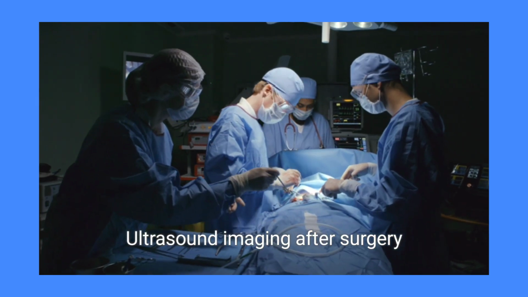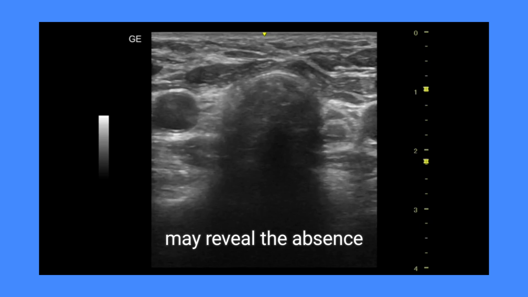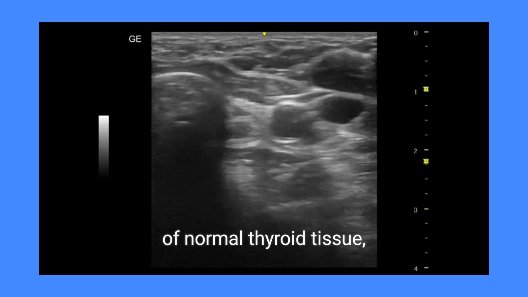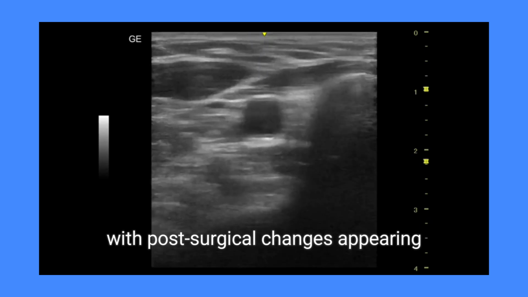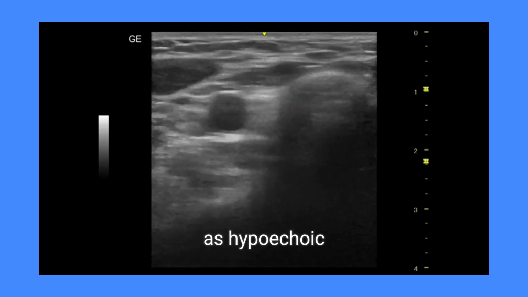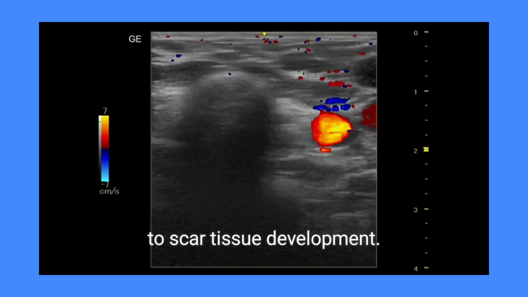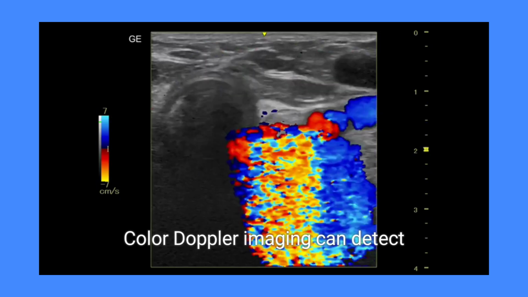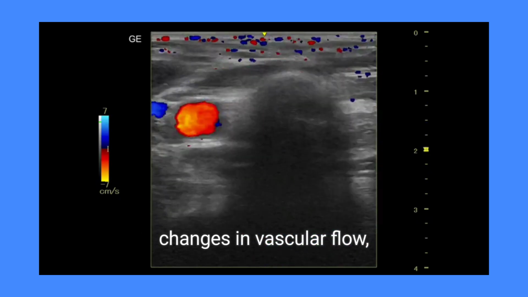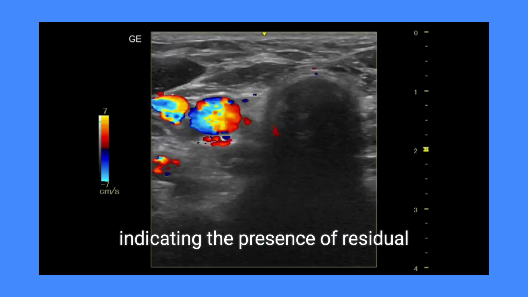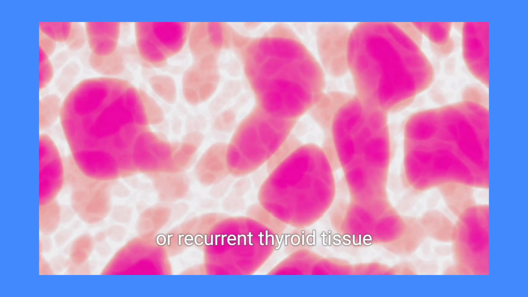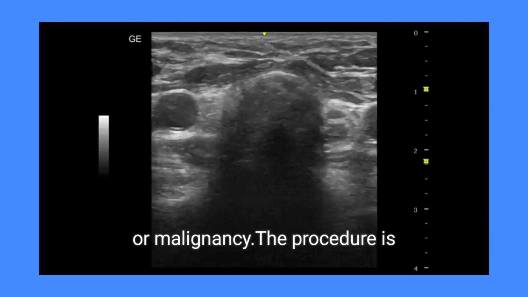Ultrasound imaging after surgery may reveal the absence of normal thyroid tissue, with post-surgical changes appearing as hypoechoic or heterogeneous regions due to scar tissue development. Color Doppler imaging can detect changes in vascular flow, indicating the presence of residual or recurrent thyroid tissue or malignancy.